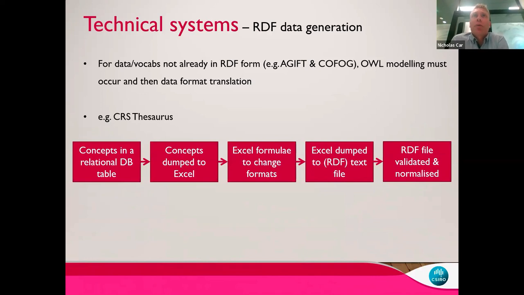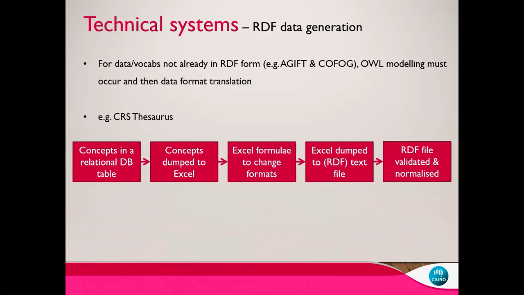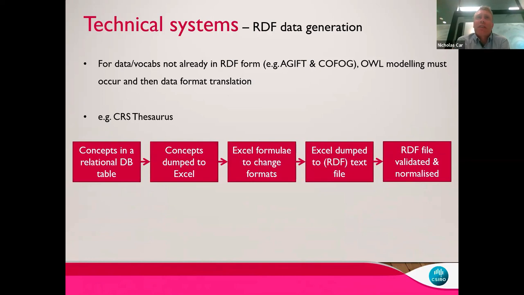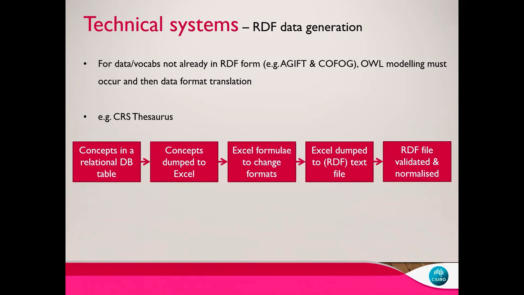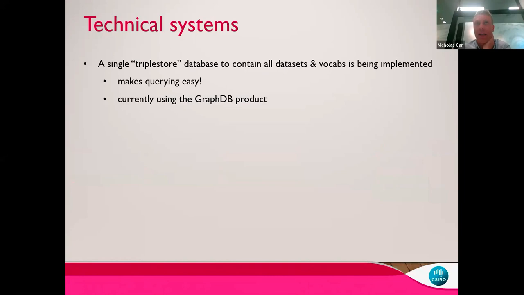So, a quick note on vocabularies that are not themselves already in RDF or semantic form: we just go through a little process of getting them there. And we've just done this with the CRS thesaurus that David mentioned, where we've taken the concepts. Now, they are available online, but they're also available in a relational database table. We've dumped them into Excel. We've used formulas to fiddle around with them and to extract bits and pieces. And we've dumped that to a file, and then we've validated and normalized that file. Again, if you want to see the actual steps laid out, I can show them at the end.